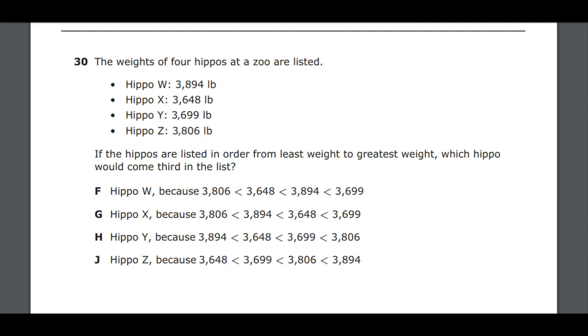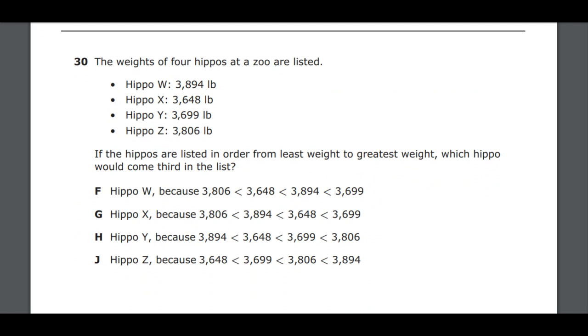Number 30. The weights of 4 hippos at a zoo are listed. Hippo W, 3,894 pounds. Hippo X, 3,648 pounds. Hippo Y, 3,699 pounds. Hippo Z, 3,806 pounds. If the hippos are listed in order from least weight to greatest weight, which hippo would come third in the list?